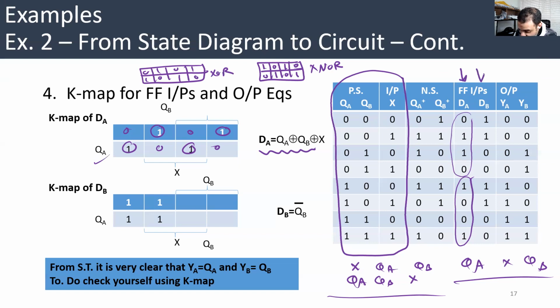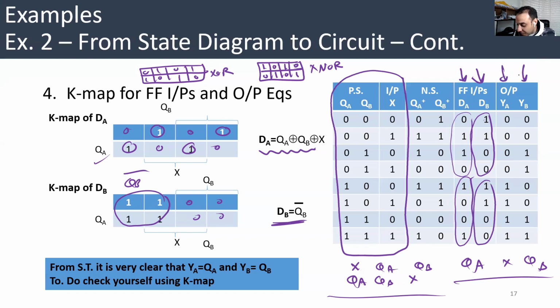Let's do the K-map for DB. Okay, so let's do that. 1, 1, 0, 0, 1, 1, 0, 0. Then again 1, 1, 0, 0, 1, 1, 0, 0. So we have one group here. This is basically QB bar.